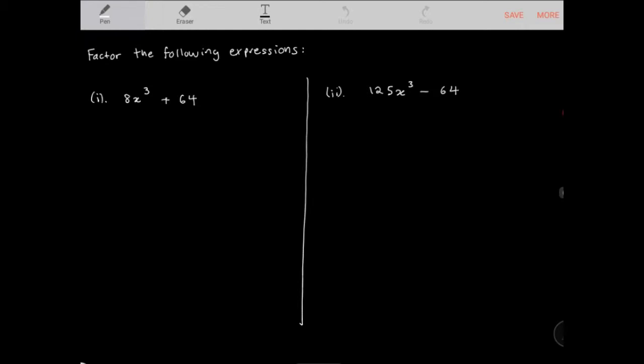Let's take a look at a few more variations of questions associated with factoring cubes. So my first example, I have 8x cubed plus 64. You want to use the template a cubed plus b cubed is equal to a plus b times a squared minus ab plus b squared.